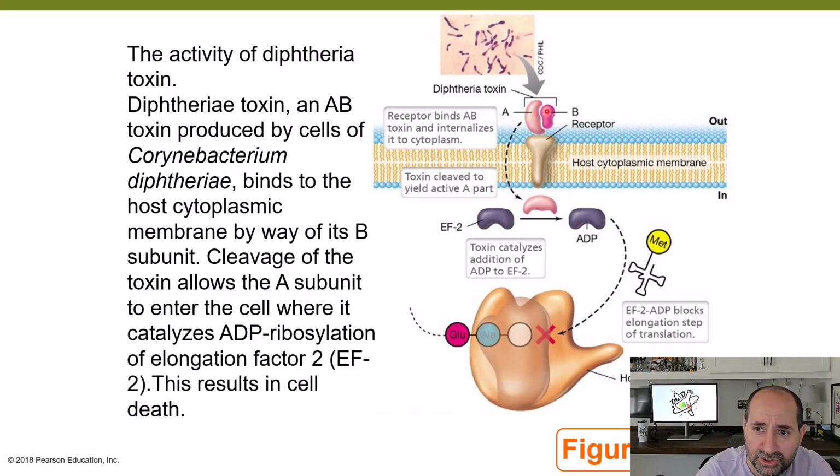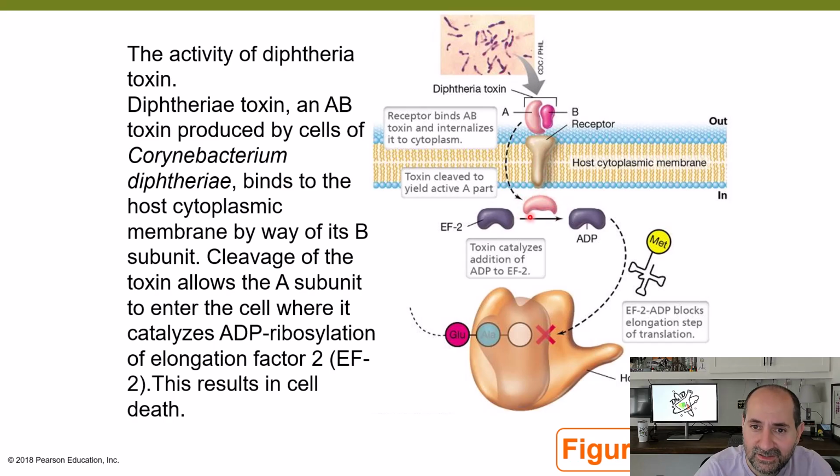The B portion of the toxin, remember, is the binding portion of the toxin. The B portion binds to specific host receptors on the host cytoplasmic membrane. Then there's internalization of this AB toxin, and then cleavage of the A portion, or active portion, so that it's free from the binding portion.